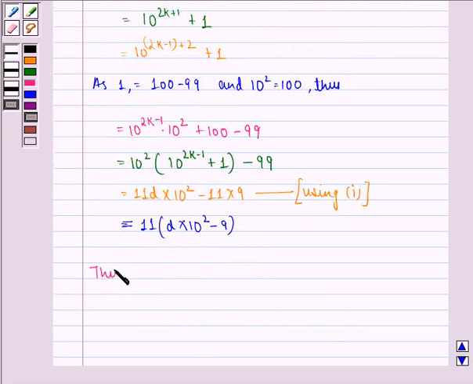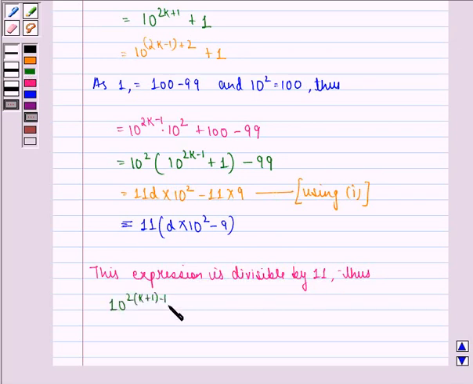This expression is divisible by 11, thus 10 raised to power twice of k plus 1 minus 1 plus 1 is divisible by 11. Thus, P at k plus 1 is true.